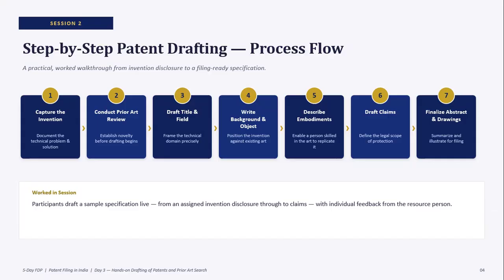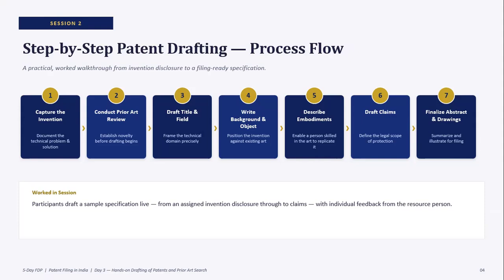Before investing significant effort in drafting, it is important to understand whether similar technologies or disclosures already exist. The third step is to draft the title and field of invention. The technical domain must be framed accurately and clearly. The fourth step is to write the background and object of the invention. This positions the invention in relation to existing technology and clearly establishes the problem that needs to be addressed.